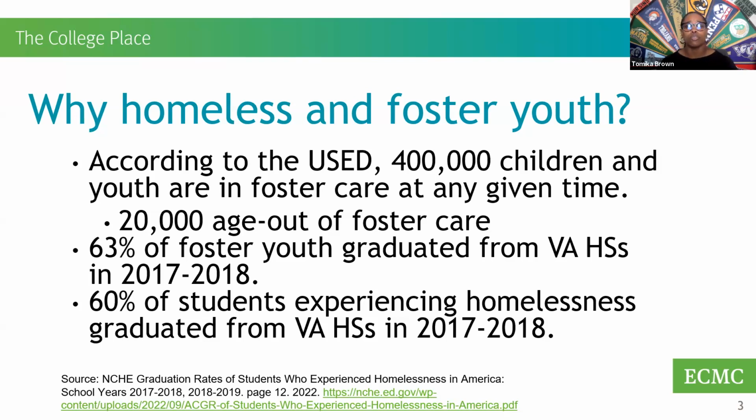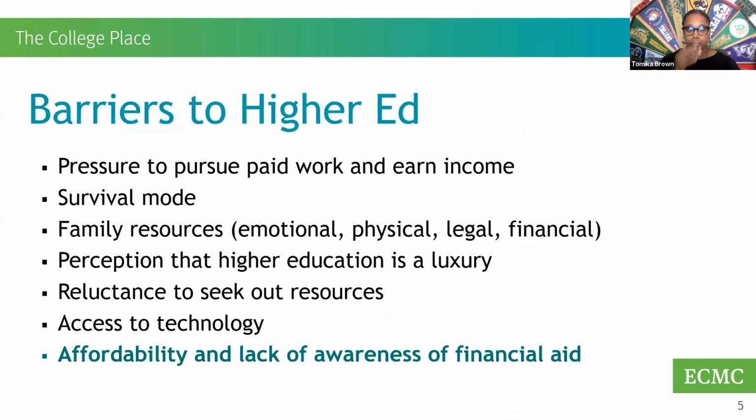63% of foster youth graduated from Virginia high schools in 2017-2018, but only 60% of students experiencing homelessness graduated. So this is less than what the average is across the state. These particular populations of students need additional attention from those of us in the college access community to get them across the finish line through high school, but to and through college as well.